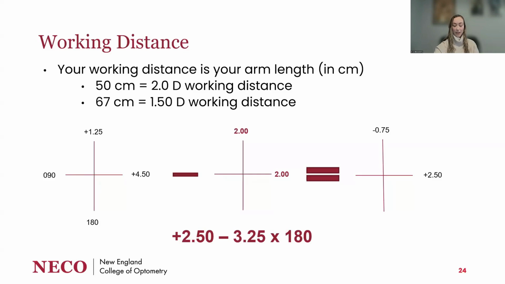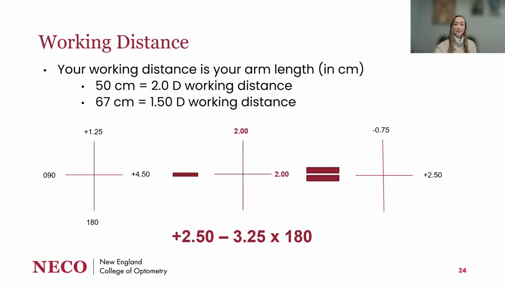In this case, we can look at a lens that was neutralized at +4.50. And excuse me, these axes are flipped. So the +4.50 is actually at the 180 axis. Once we've neutralized the 180 degree axis at +4.50, you can see that we flipped our axis 90 degrees and neutralized the 90 degree axis at plus 1.25. Subtracting our working distance of 2, we end up with a retinoscopy finding of +2.50 and -0.75.